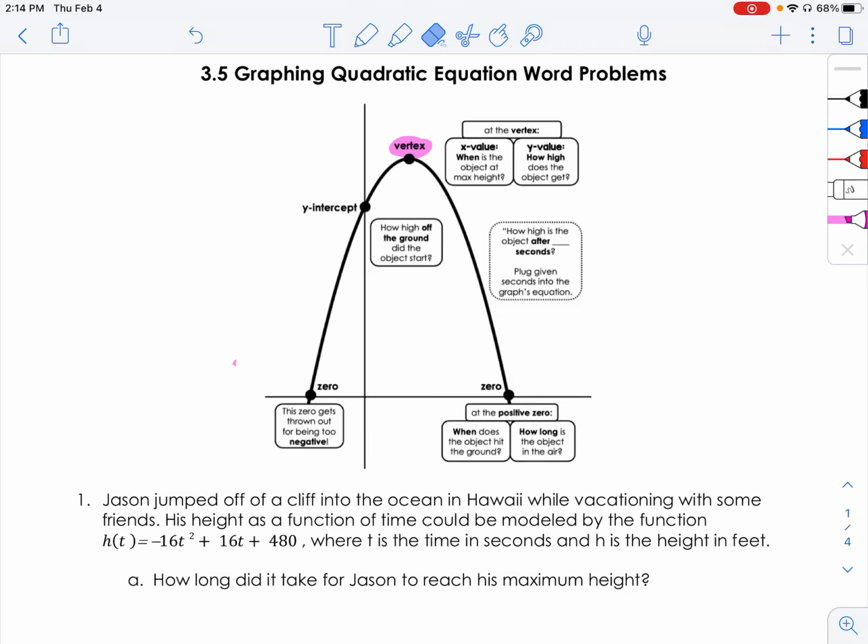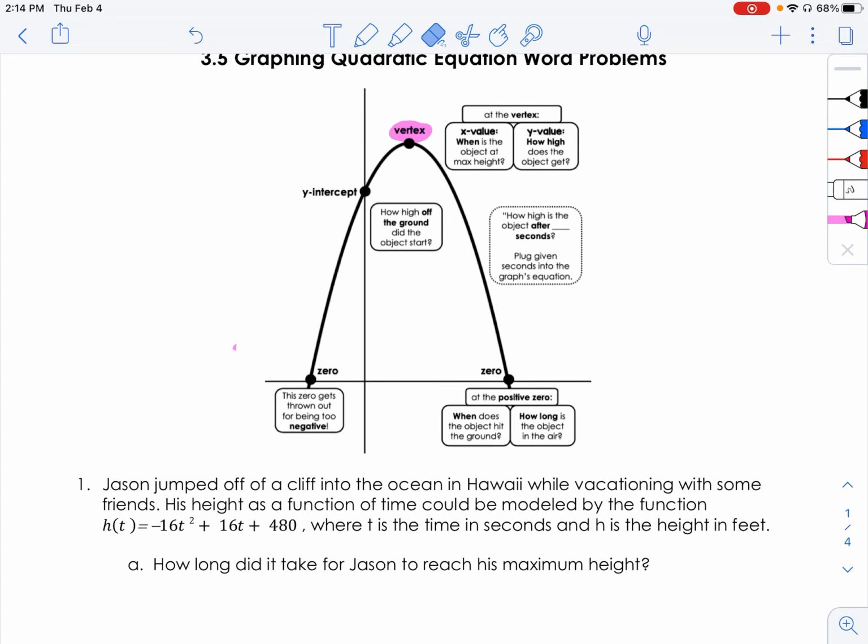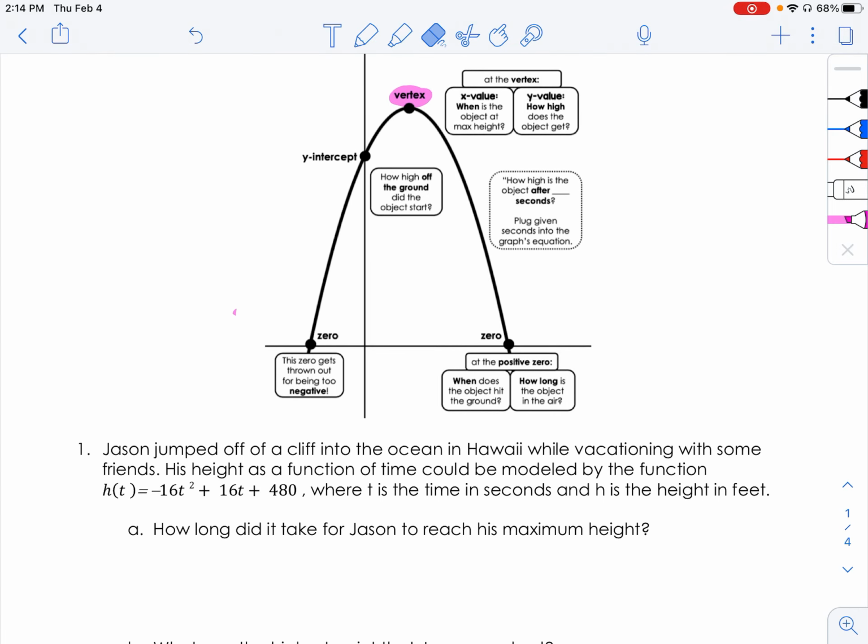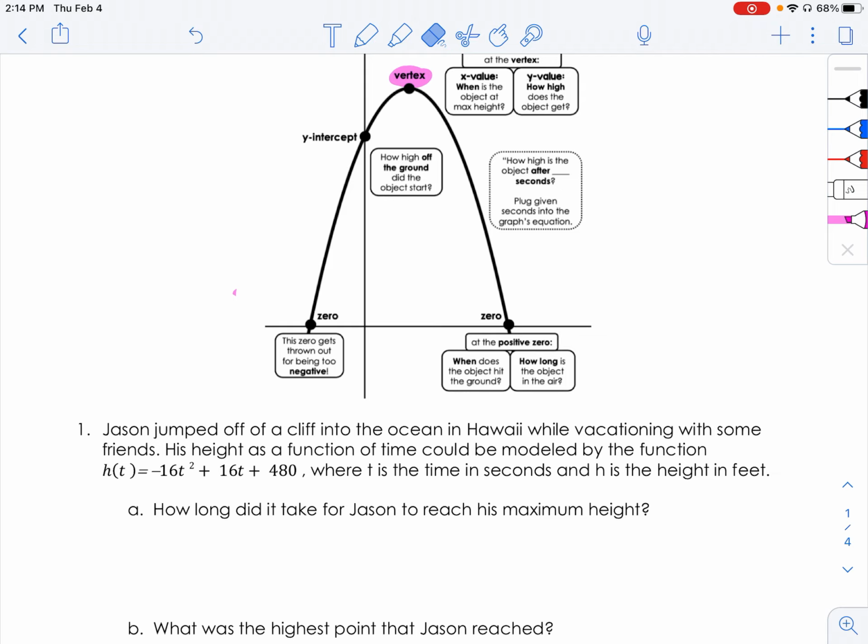Graphing quadratic equations. When you're graphing quadratic equations, you have a vertex, and the vertex is when the object is at its maximum height, and the y of your vertex is how high the object gets. So when you are solving word problems, finding the vertex tells you the maximum height and the time when it's at its maximum height.